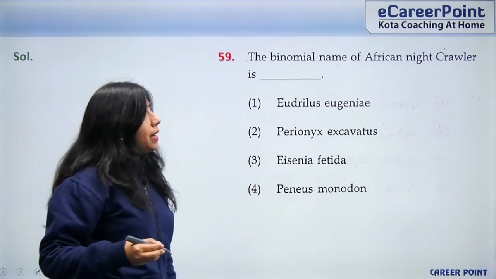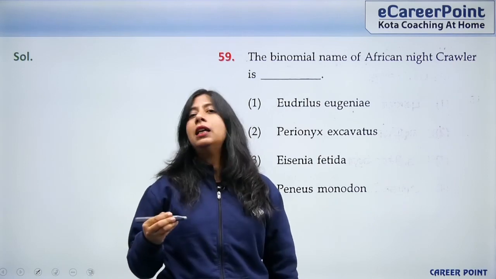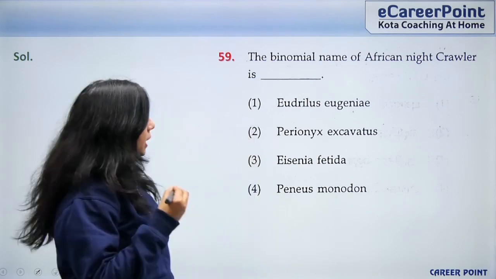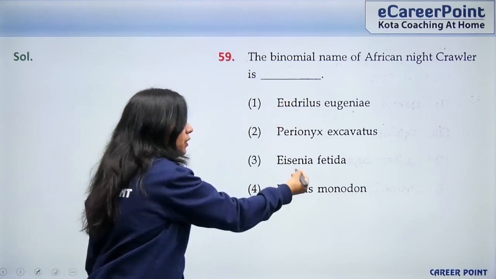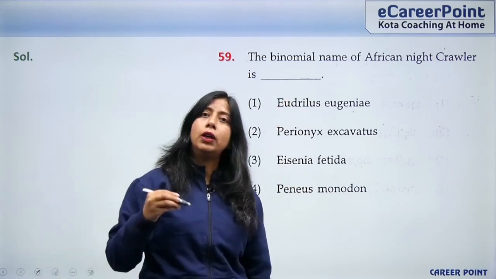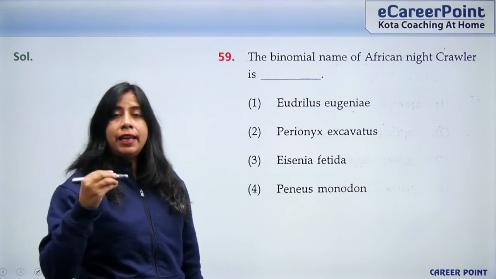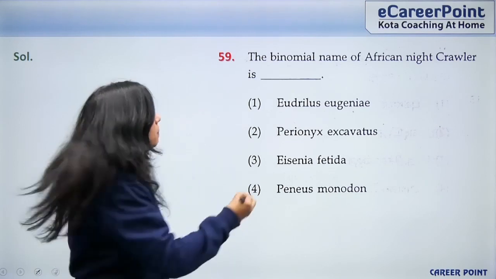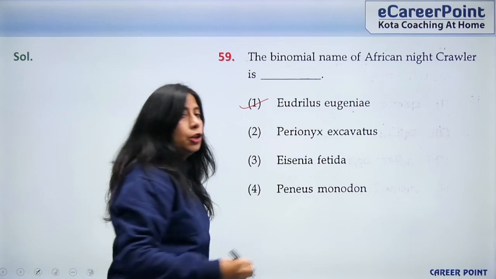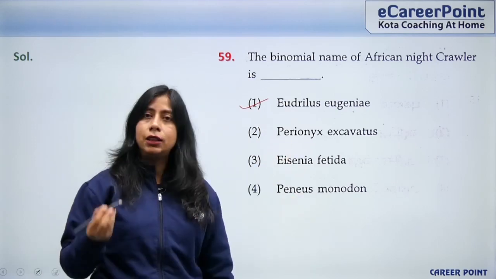The binomial name of African night crawler. This is an earthworm. Here if we see the options, 3 of them are the names of earthworm. So here African night crawler, the binomial name of this organism is Eudrilus eugeniae. This is the name. Other two are again the earthworms.